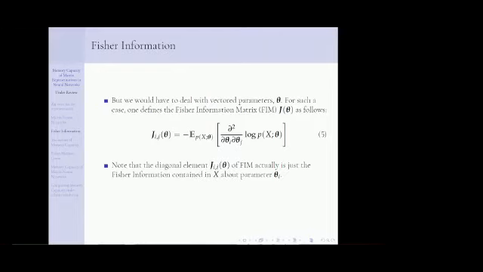So again, the diagonal elements of the Fisher information matrix are actually just the Fisher information contained in X about the parameter theta i, the ith element of the parameter vector theta. And we will see in the coming slides that this notion of the Fisher information matrix is quite natural to produce a definition of memory capacity. And we will see that it is quite natural.